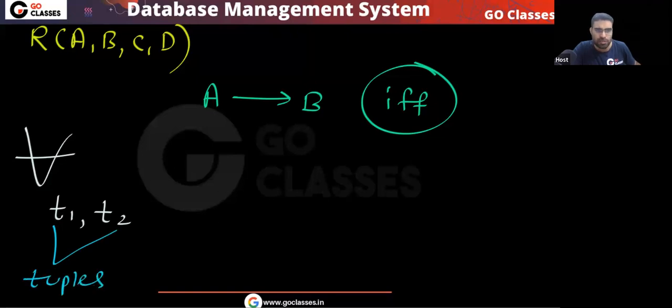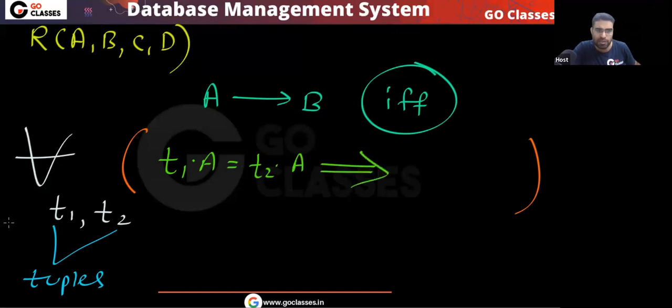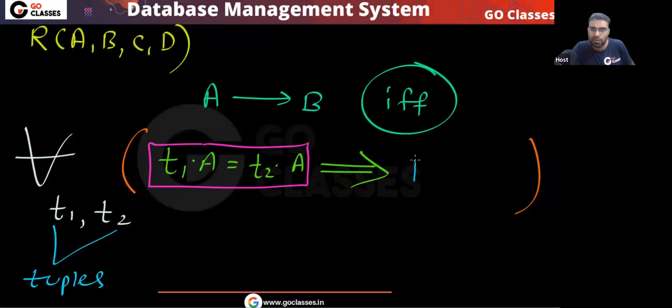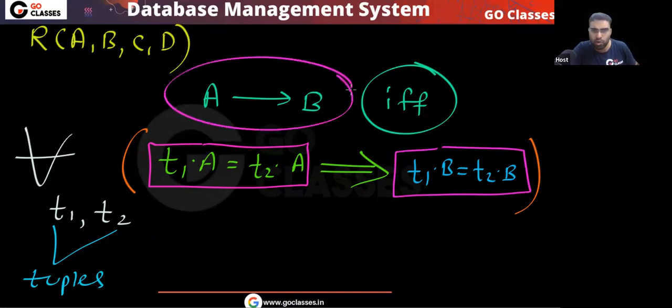Now I am saying that for all tuples, this should happen: if these tuples have the same A value, that is T1.A is equal to T2.A, then they should have the same B value, that is T1.B is equal to T2.B. I hope you understood. So this is the definition of functional dependency. Okay, and how do you read it?